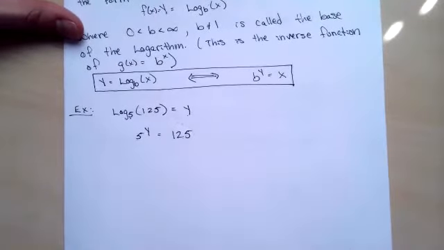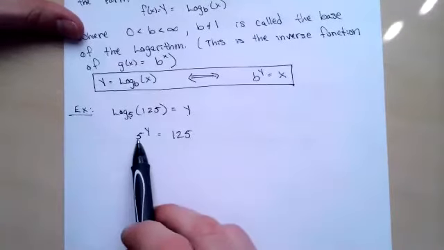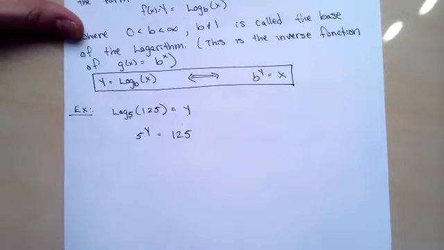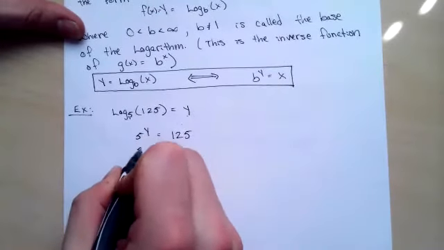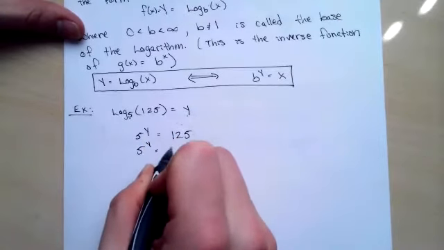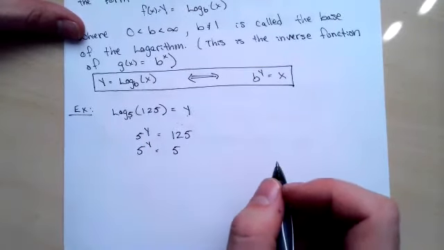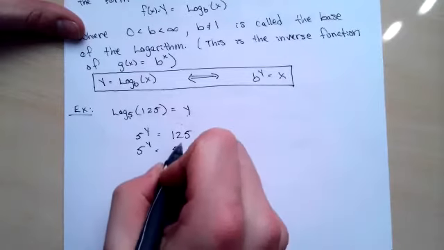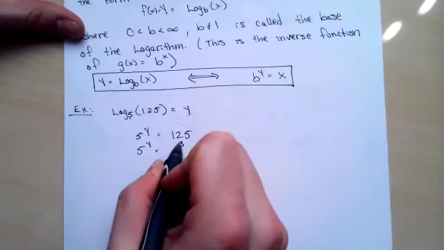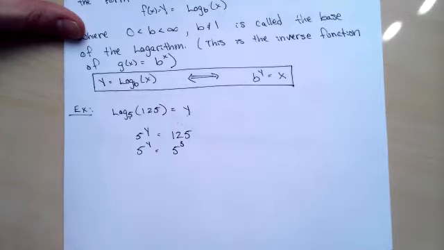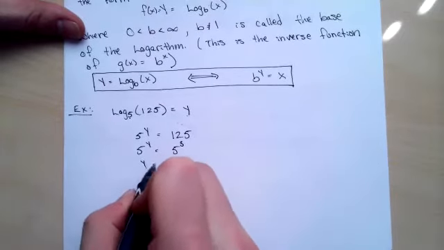So now we are asking, what power do I need to raise 5 to in order to get 125? And you need to recognize that 125 is 25 times 5. In other words, we will get 5 cubed. And so our y is 3.